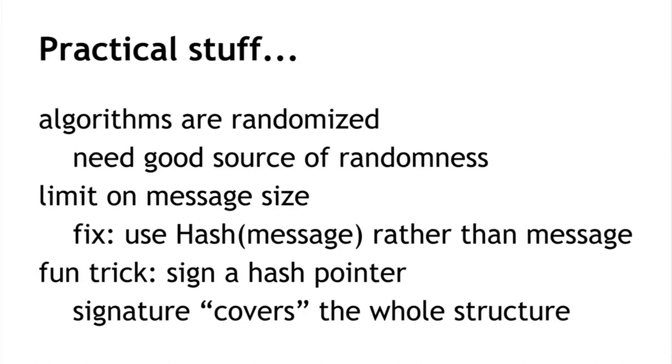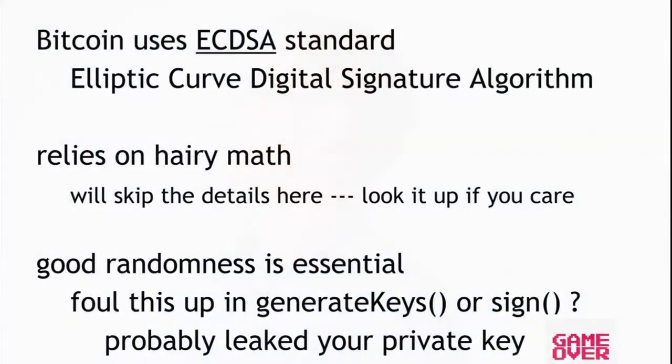And by the way, a fun trick, which we'll see used later, is that you can sign a hash pointer. And if you sign a hash pointer, then the signature covers or protects the whole structure. Not just the hash pointer itself, but everything it points to, and everything that points to. For example, if you were to sign the hash pointer that was at the end of a blockchain, the result is that you would effectively be digitally signing the entire contents of that blockchain. That's a useful trick that we'll see used later. Okay, now let's get into the nuts and bolts.